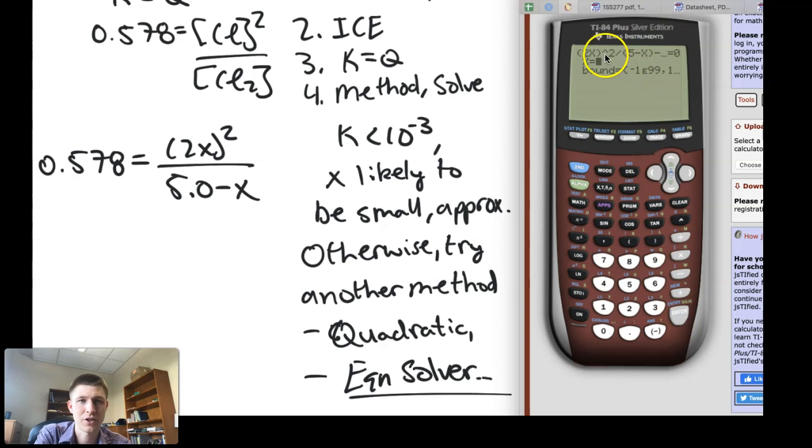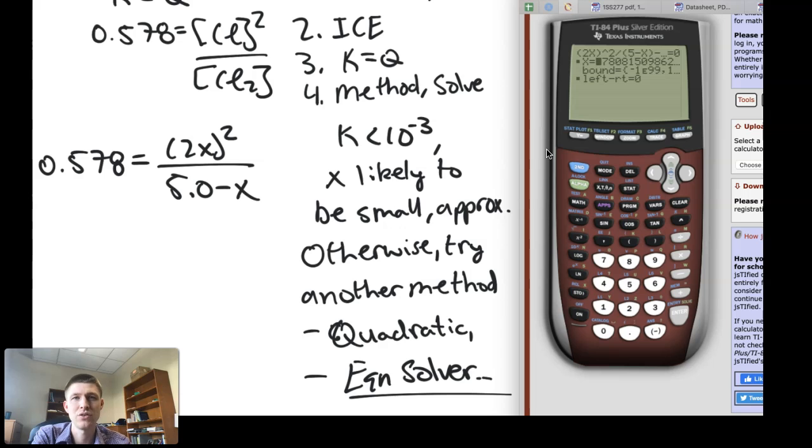Now I press enter to go back down here to my x. I always like to guess 0 to start with. If you have another number in there, I always like to first guess 0. Then I do alpha, enter to get to that solve option. So that will solve, and in this case, it spat out 0.78.